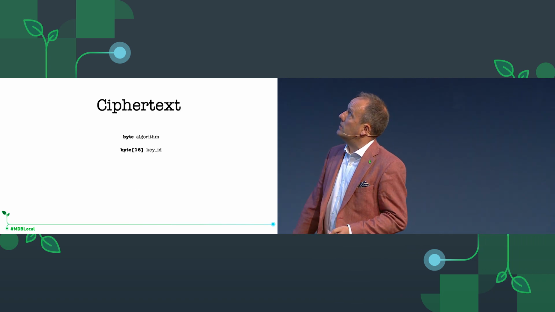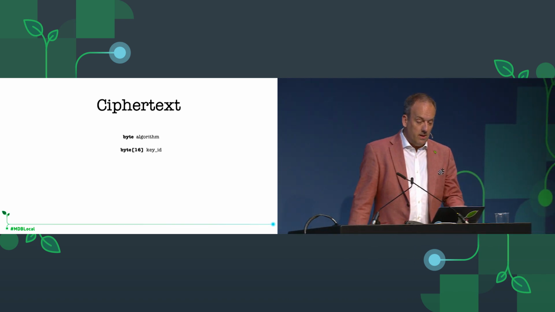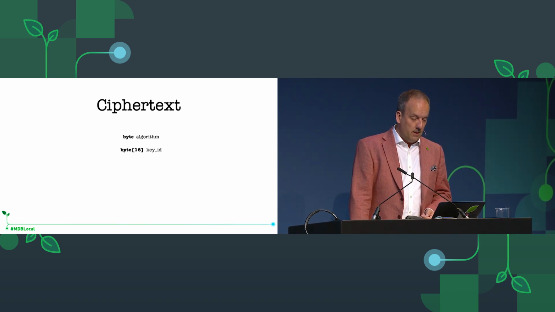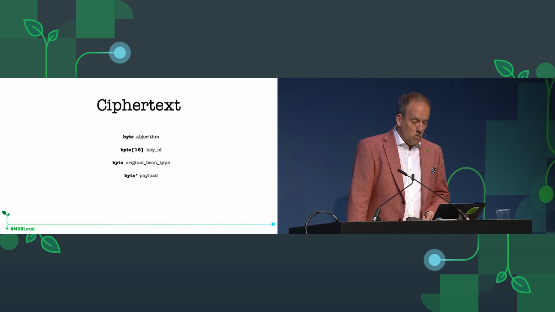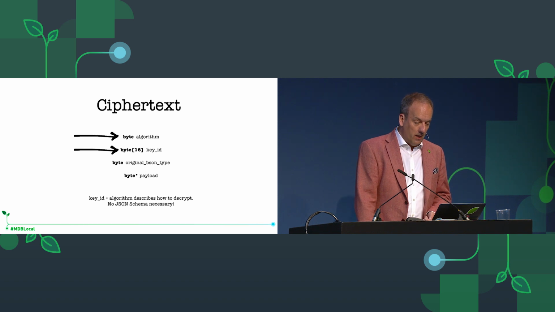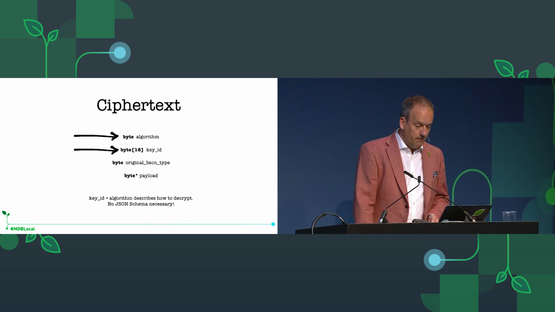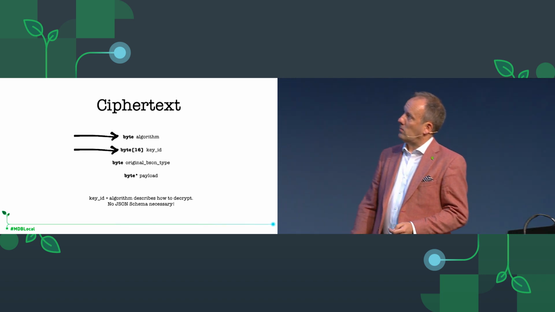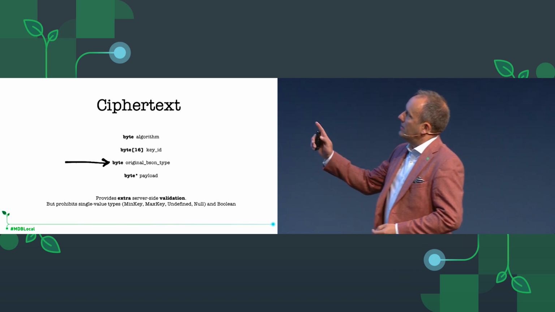So what do we use within the ciphertext even? We've got the byte itself, which is an algorithm. We've got the byte key ID. We've also got a byte used for the original BSON type. Then we've got the payload itself. So notice that the key ID is an algorithm that also describes how to get there. And it also provides extra server-side validation as well.